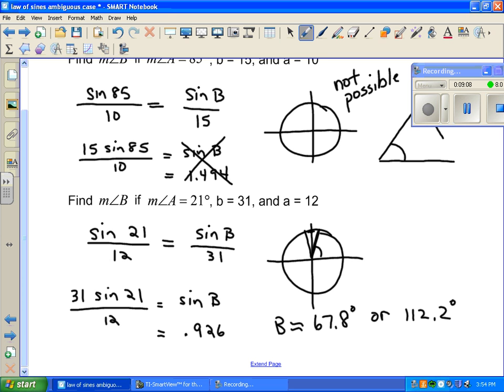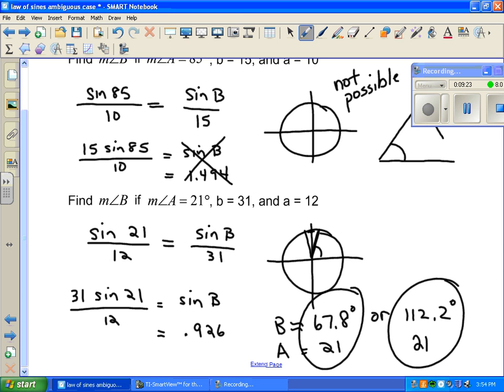All right. Now, this is B. If A is 21, the first B plus 21 leaves plenty of room for angle C. And the second one also leaves plenty of room for angle C. So because there is room for an angle C in both cases, this is a two-case scenario. Okay, and if you look at our possible side lengths, 31 for side B is bigger than 12. So did I get an angle that's bigger than 21 in both cases?